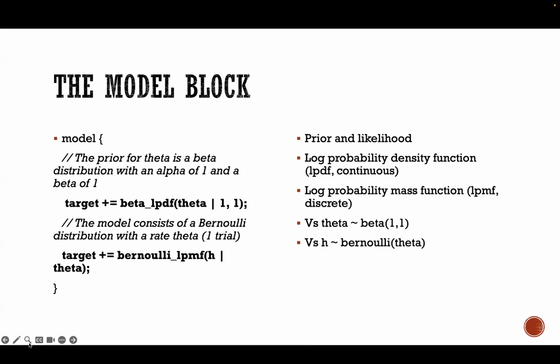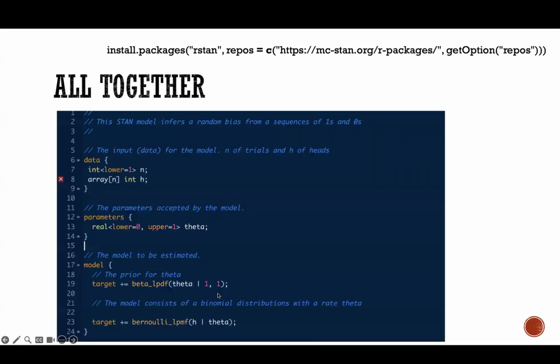Good. I hope you're not too hopelessly confused, but you're confused in the way that says, ooh, there's something that I need to understand that I didn't understand before. Good. All together, right? This is the data block, int lower 1 upper n, array n, int h. We define the parameter, we define the prior, we define the likelihood function. We've seen it all together.